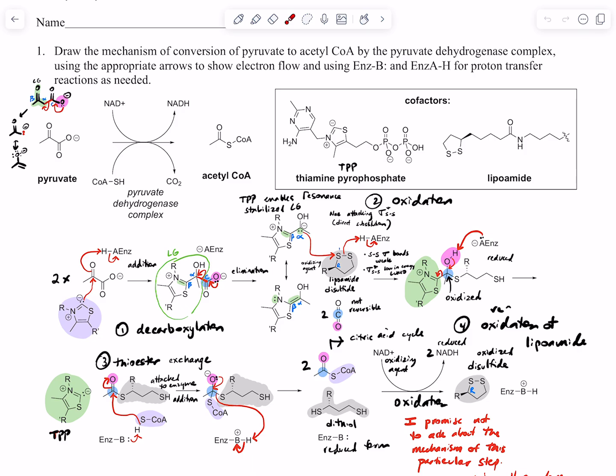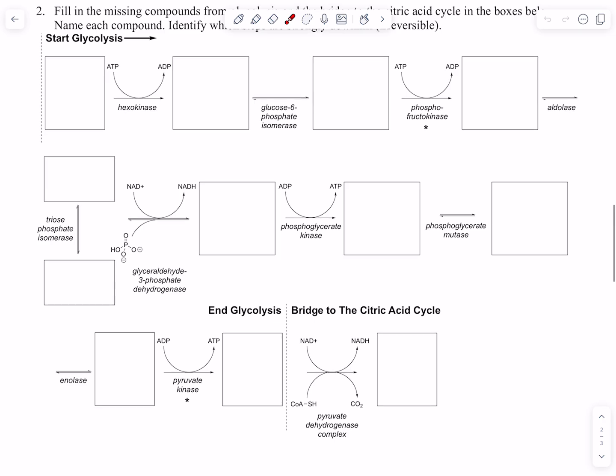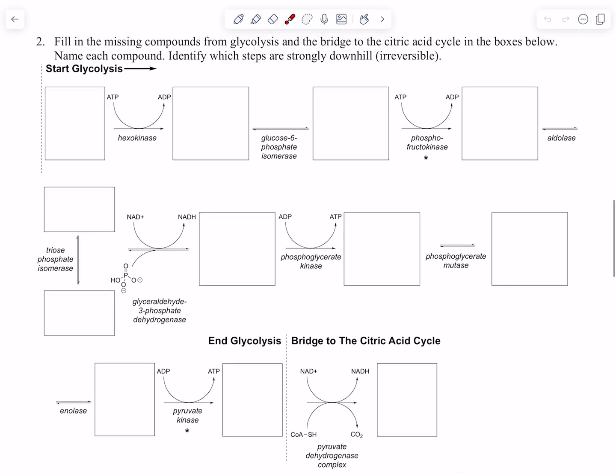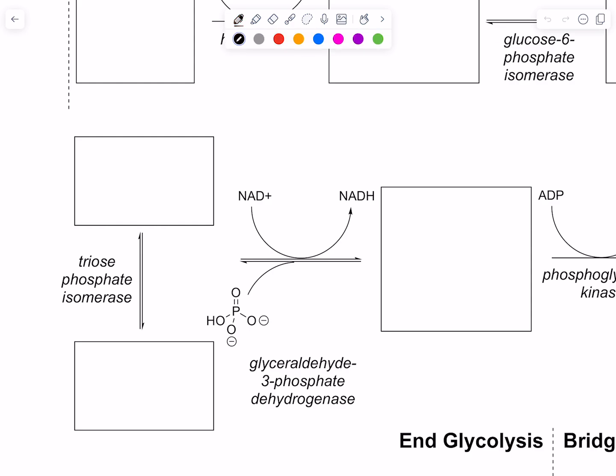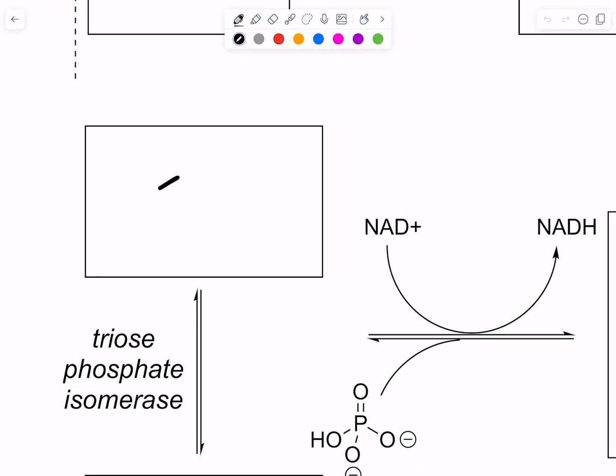Okay, now we get to see how well you've been doing at following along. So here is one way that you can ask a question about glycolysis. I could have shown you isolated intermediates, and maybe I should. I'll give you one isolated intermediate. In this box goes glyceraldehyde 3-phosphate.